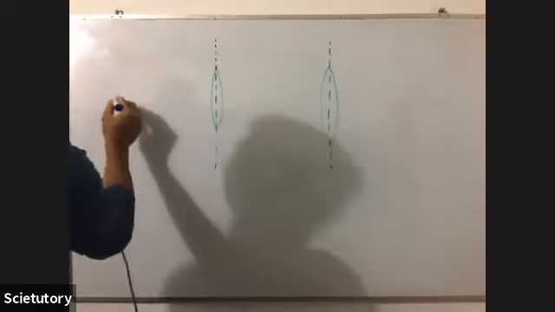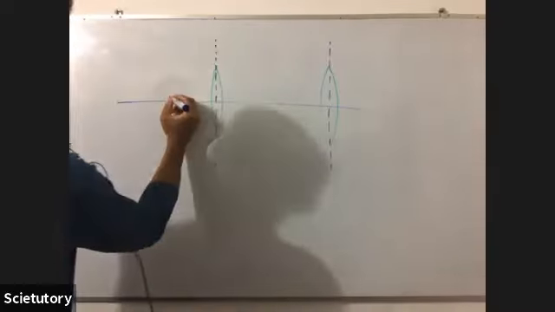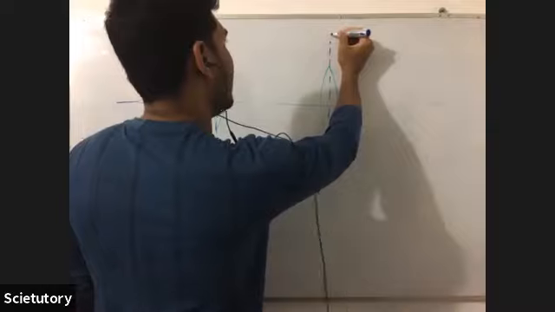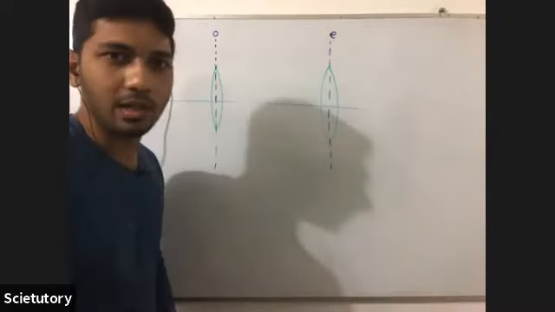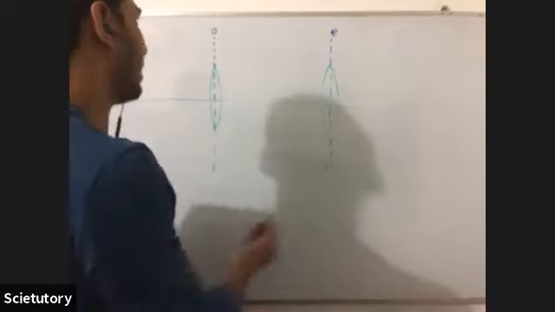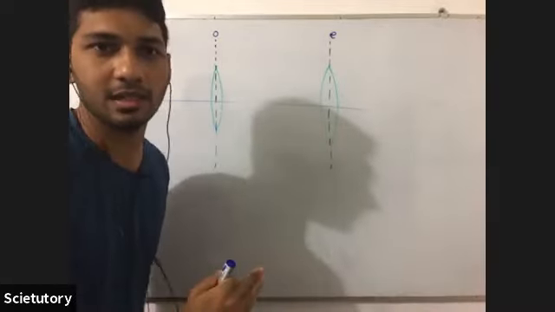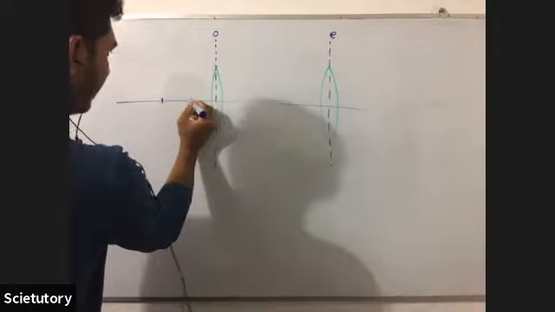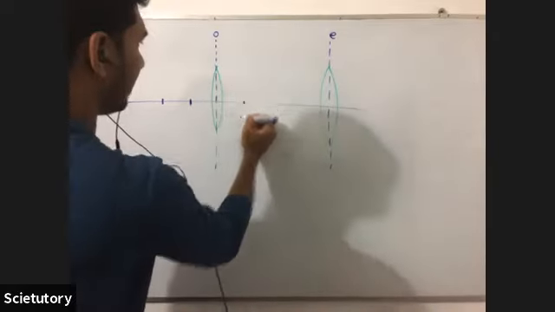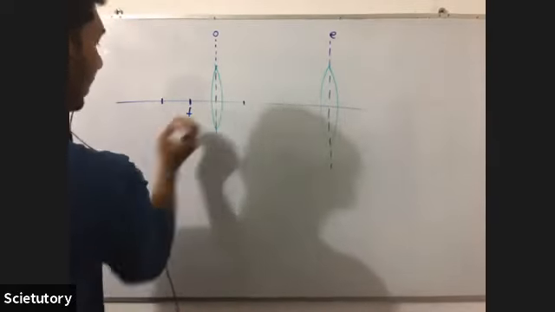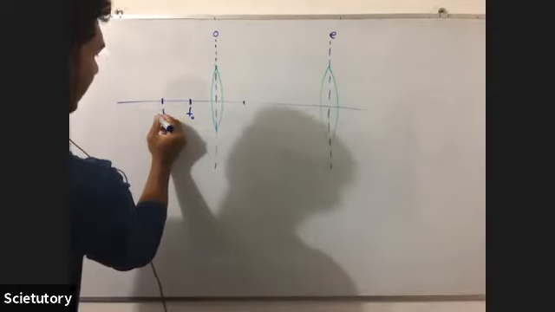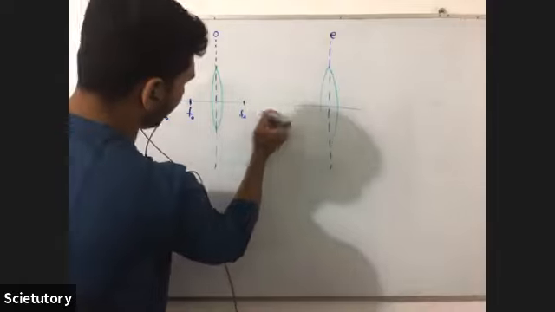There are two lenses. The one that is kept near the object is called the objective. The one that is near the eye is called the eyepiece. You have different focal lengths for these two lenses. First I'm going to mark the focal length of the objective as f0. There is 2f0 also.